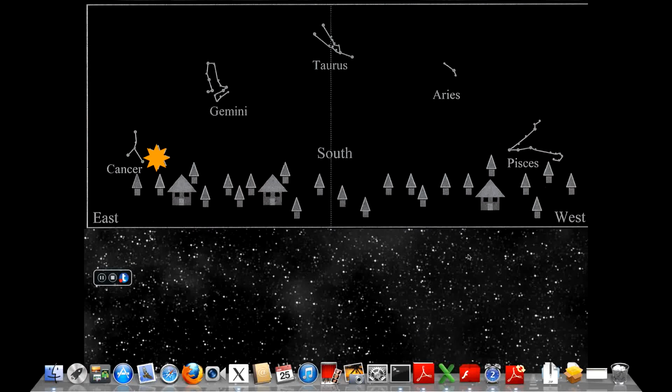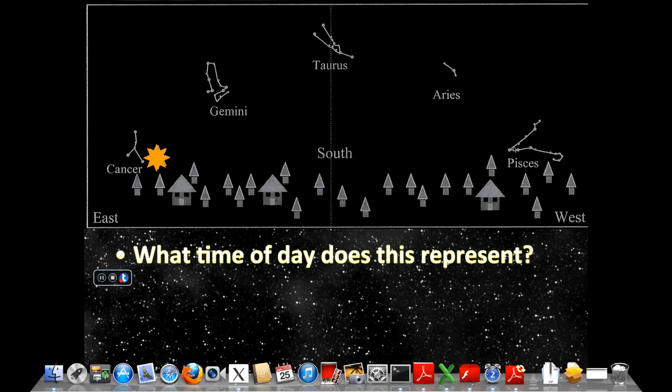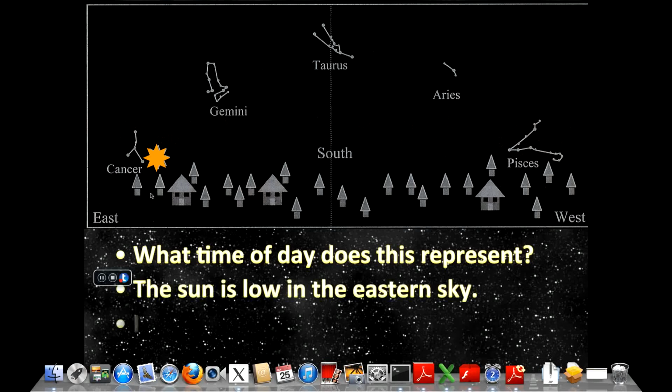Another look at this. Here I have a view of the sky, again, east, south, west. This is my horizon, and I can see these constellations, and the sun is currently in Cancer. What time of day is this? Well, you should all know the sun rises in the east, it's close to the eastern horizon, so it must be morning, fairly early morning.